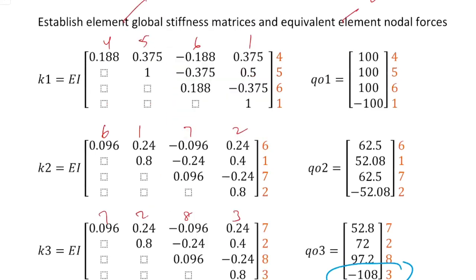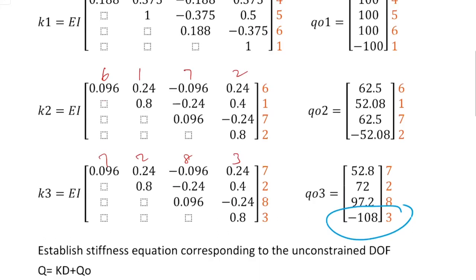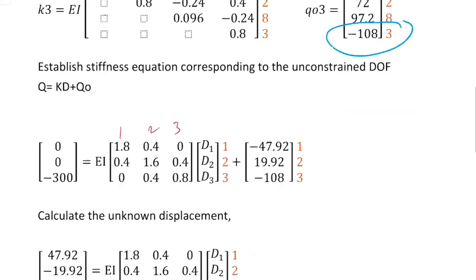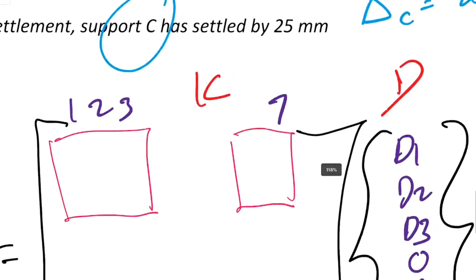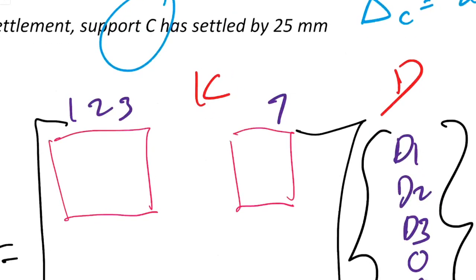17 is not in K1. 17 is in K2: 17 and 71 are the same. It is negative 0.24. So we need to put negative 0.24 here, for position 17.